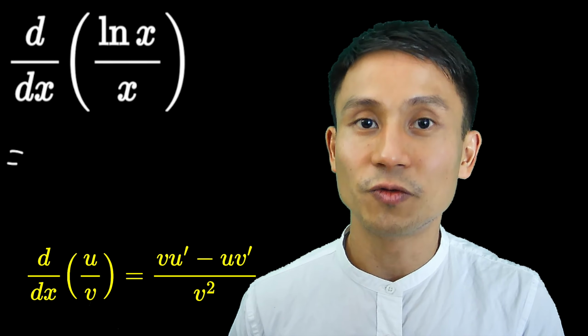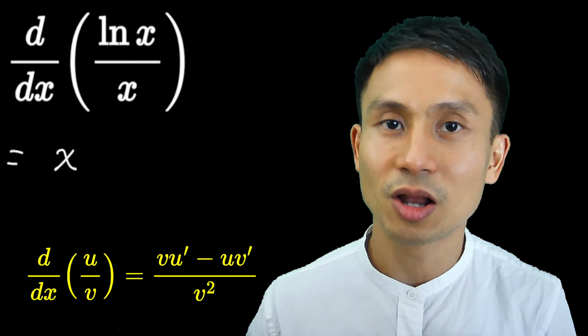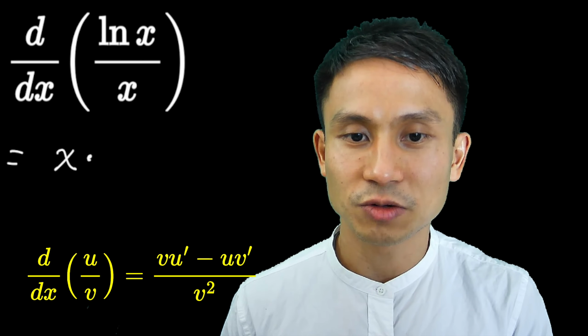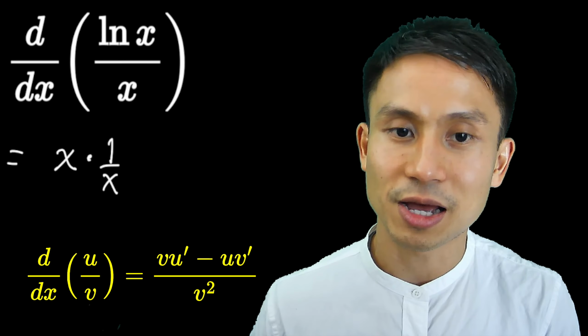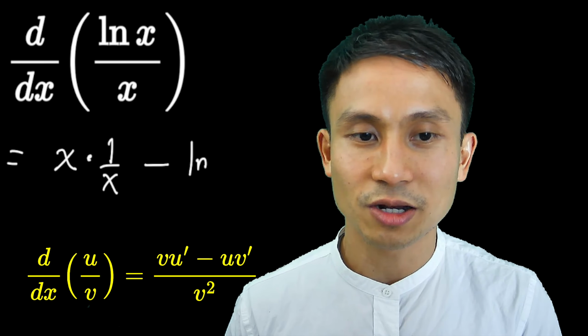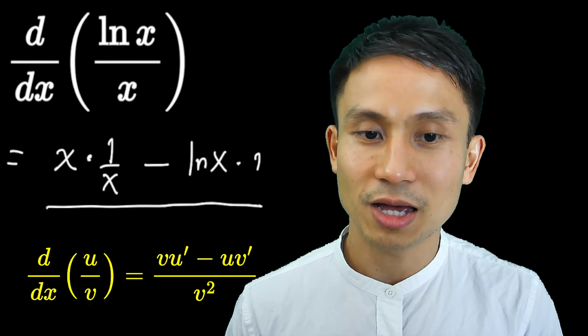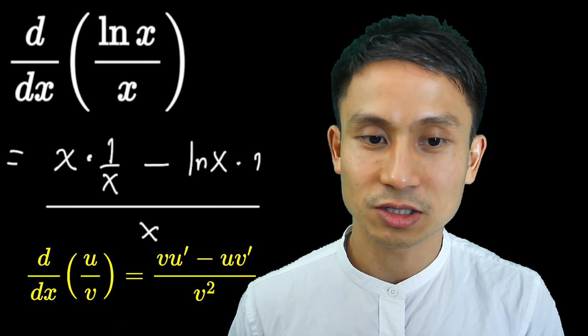So we're going to do v du. So v, right, v du. Differentiating ln x, we get 1 over x. I'm just going to write 1 over x here first and simplify later. Minus, don't forget, u dv. So u is ln x. For dv, we differentiate x, so we get 1. All divided by the bottom squared, which is x squared.